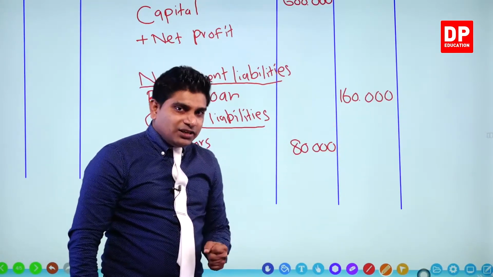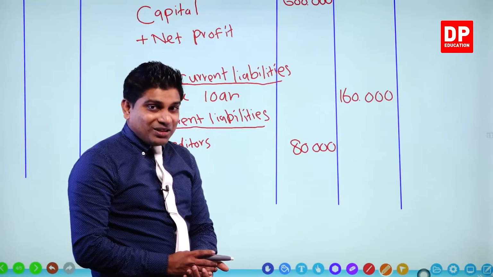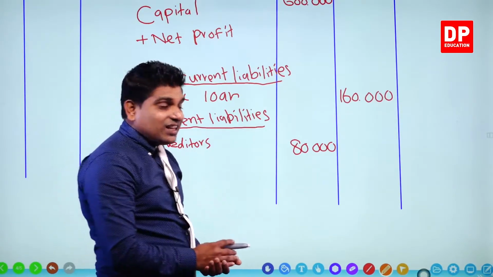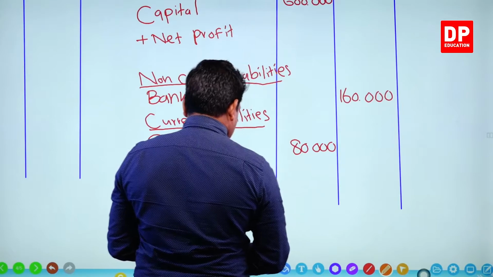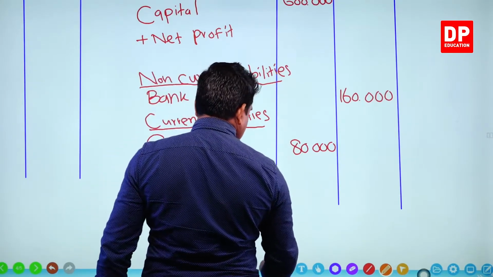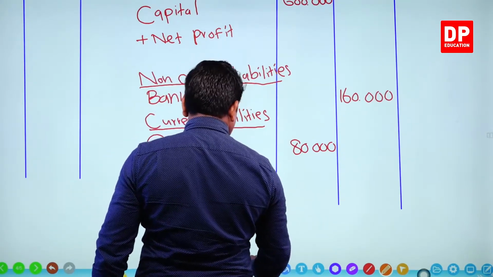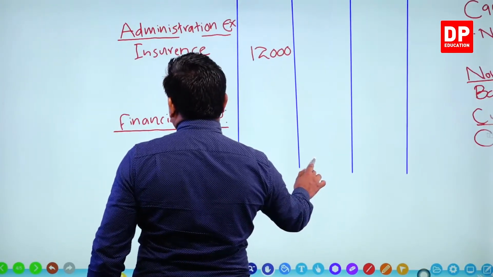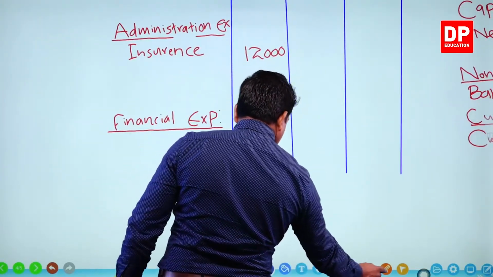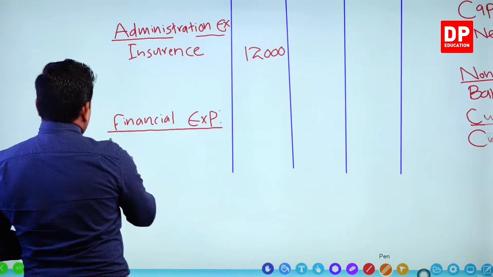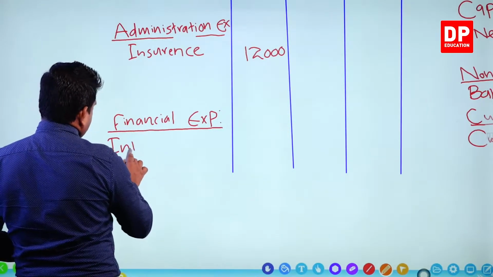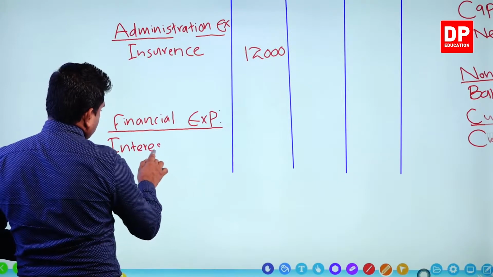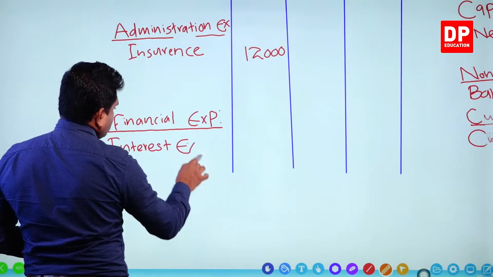Do you remember the interest expense? Remember? 16,000 financial expense. Interest expense 16,000.